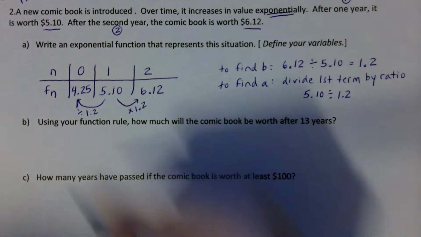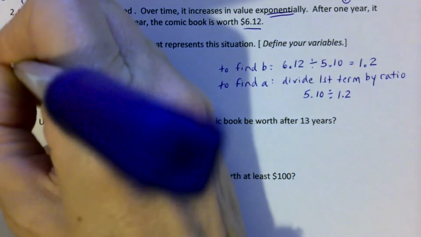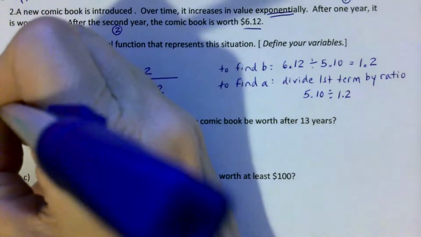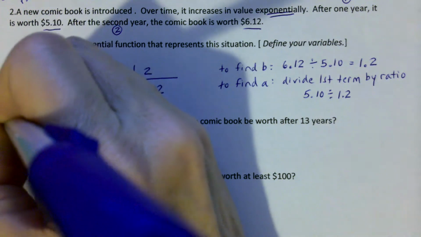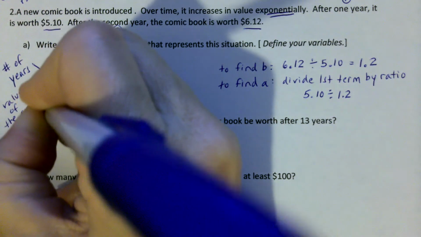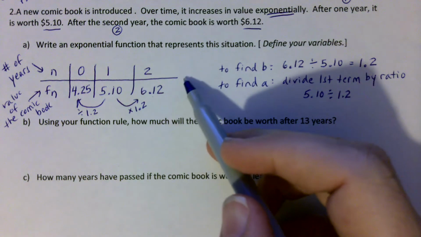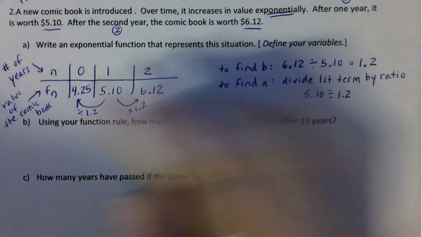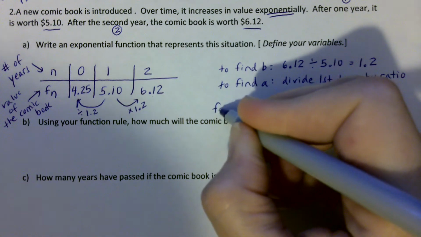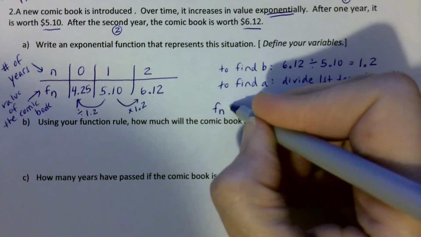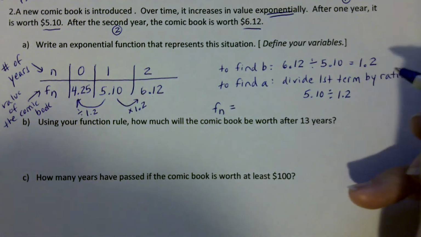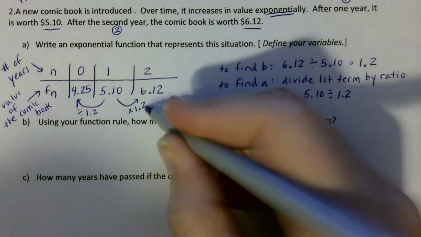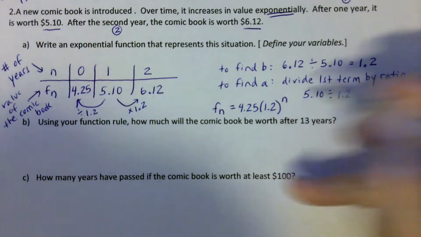Okay, remember to define your variables. So n is the number of years, and f of n is the value of the comic book. Each year, the comic book's value is increasing. And you were asked to write an exponential function for this. So we're going to use these variables. F of n equals my a value, which is 4.25, times my common ratio, which is 1.2, to the n power.